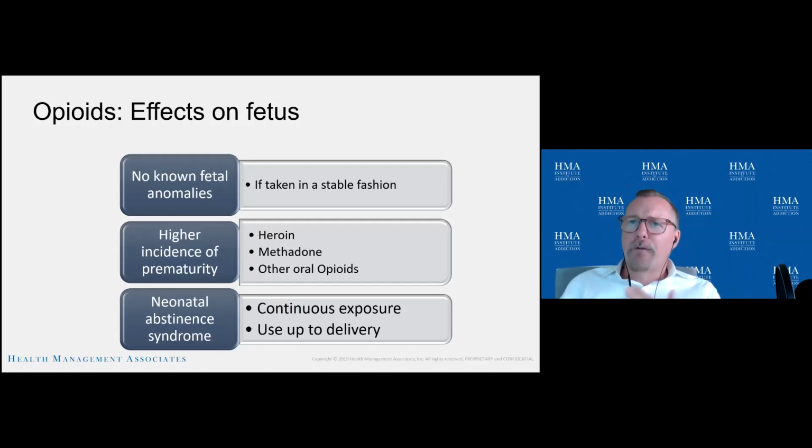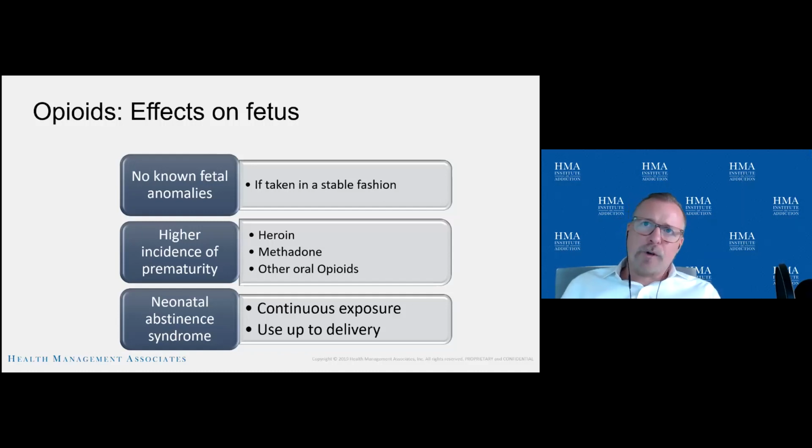Now, birth weight for methadone and buprenorphine were close. Buprenorphine had a little higher birth weight than methadone. Other opioids that are just prescribed for pain seem to be equivalent to what methadone and heroin were. So basically, not a significant difference in birth weight for that.